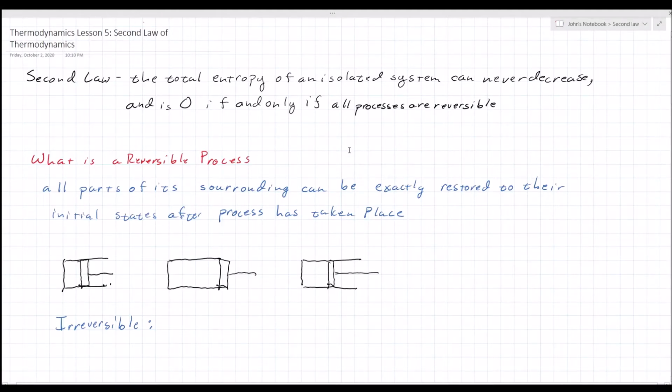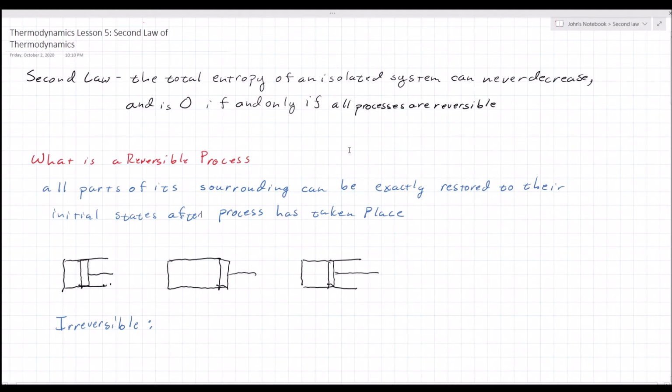Hello everyone! Today we shall be covering our fifth lesson in our thermodynamics series, which is the second law of thermodynamics. The second law states that the total entropy of an isolated system can never decrease, and is zero if and only if all processes are reversible.